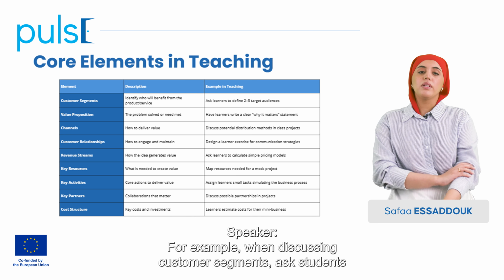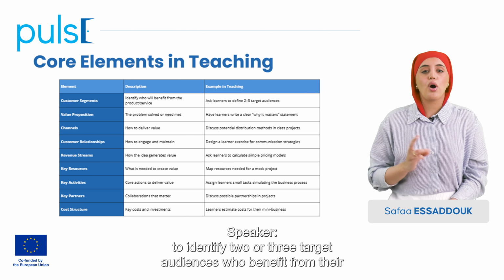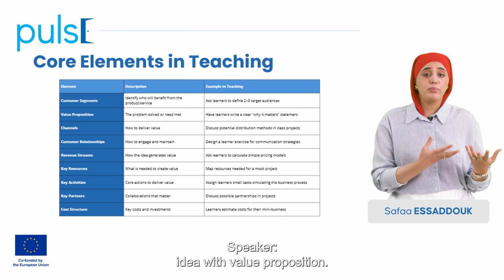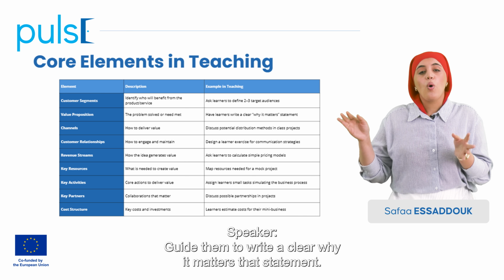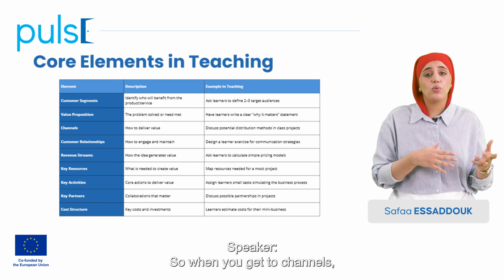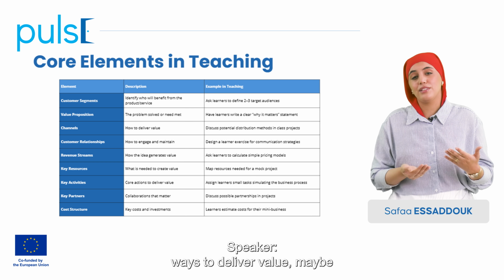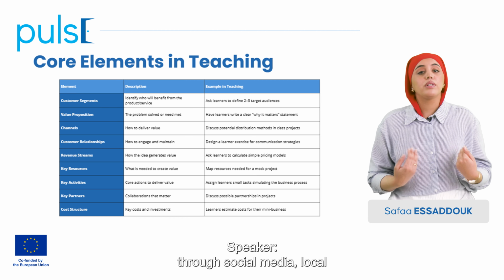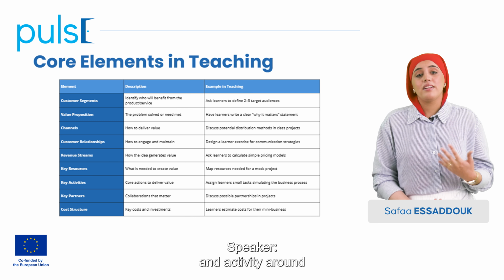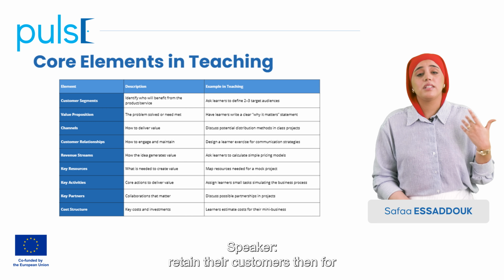When introducing the BMC to your learners, it's helpful to break it down into practical classroom actions. For example, when discussing customer segments, ask students to identify 2 or 3 target audiences who benefit from their idea. With value proposition, guide them to write a clear "why it matters" statement. What problem are they solving? When you get to channels, have them brainstorm different ways to deliver value, maybe through social media, local markets, or digital platforms. For customer relationships, design an activity around communication. How can they build trust or retain their customers?